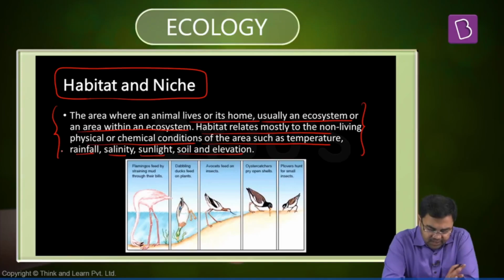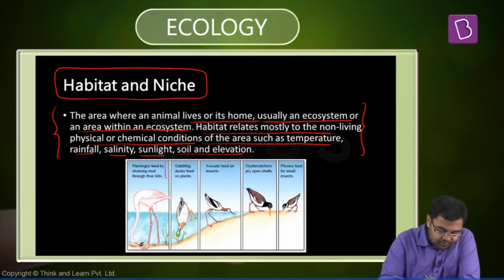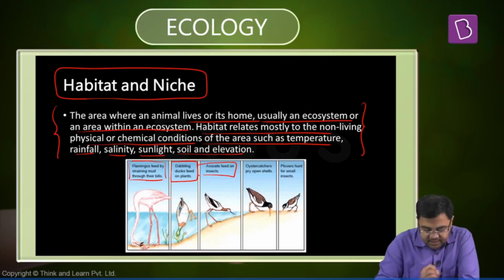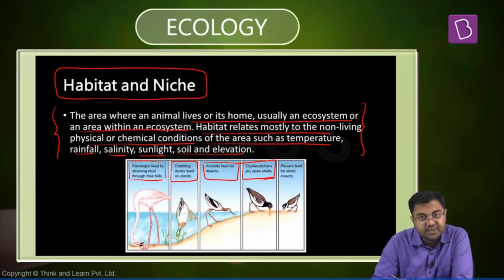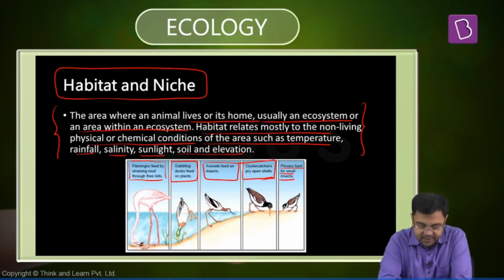Now in the same habitat, all the organisms do not have the same role. They have different roles. I mean, if you look at this particular picture, the flamingos feed by straining the mud through their bills. Dabbling duck feeds on plants. Avocets feed on the insects. Oyster catchers prey on open shells. And plovers hunt for small insects.